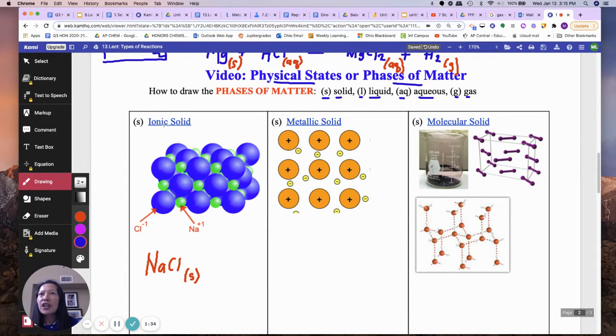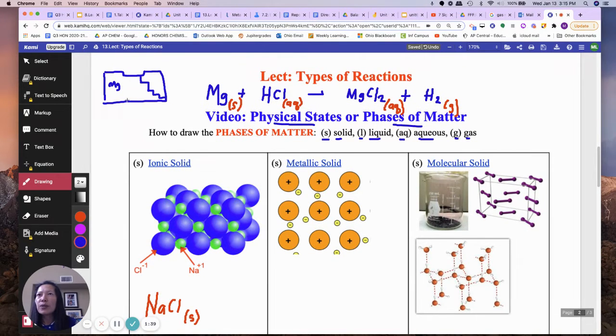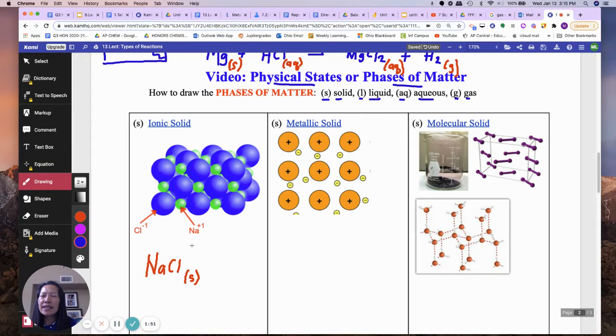You can have an ionic solid, which is made of ions. An ion is when you have MgCl. Mg has a +2 charge, Cl has a -1 charge. You have a metal and a nonmetal, and you have an ionic bond. An ionic solid looks like this, where this sphere is the Cl- and the Na is the +1. So that's what an ionic solid looks like.